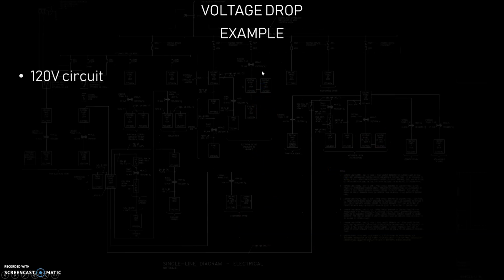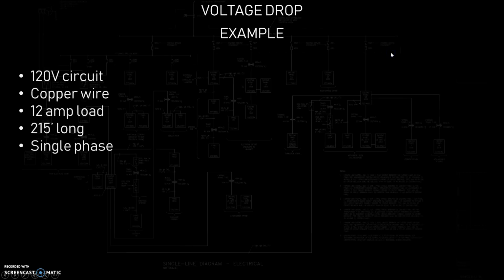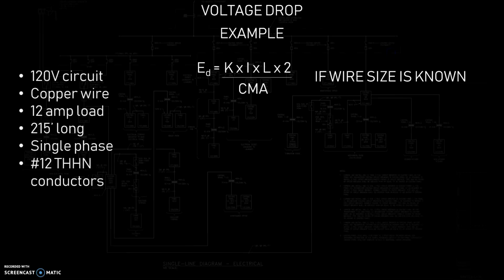So let's do an example here. In this case, let's say we have a 120 circuit with copper wire, 12 amp load, 215 feet long, single phase circuit with number 12 THHN conductors. Okay. So we have our first formula here if the wire size is known.